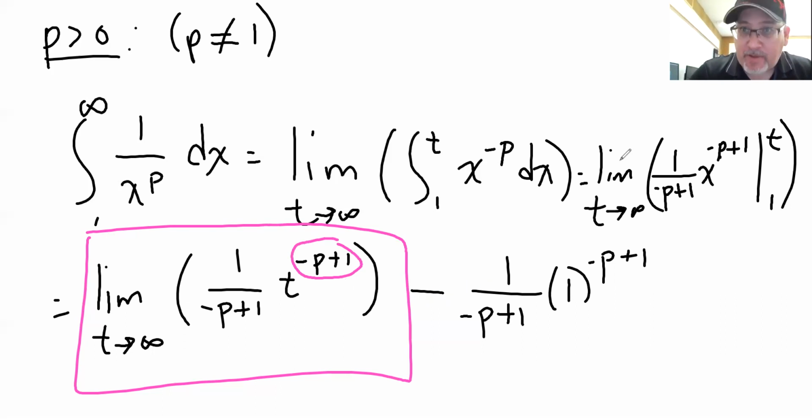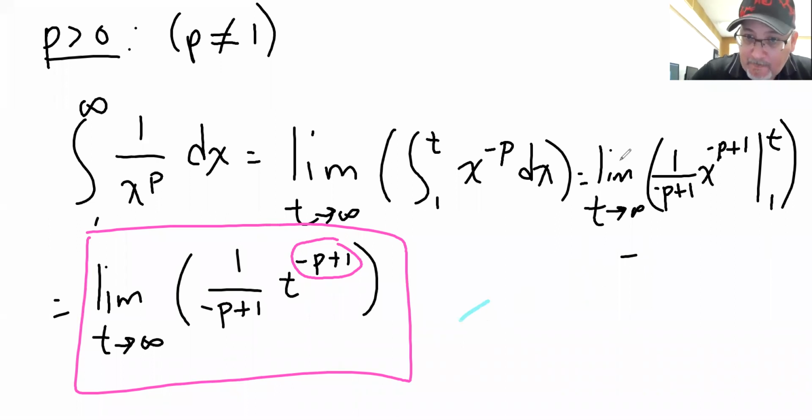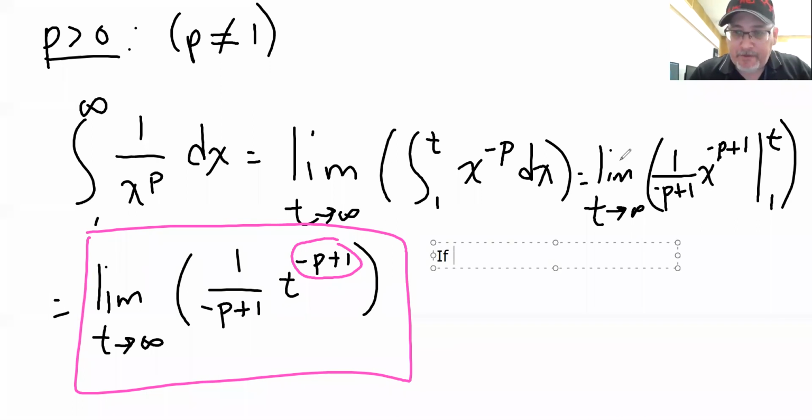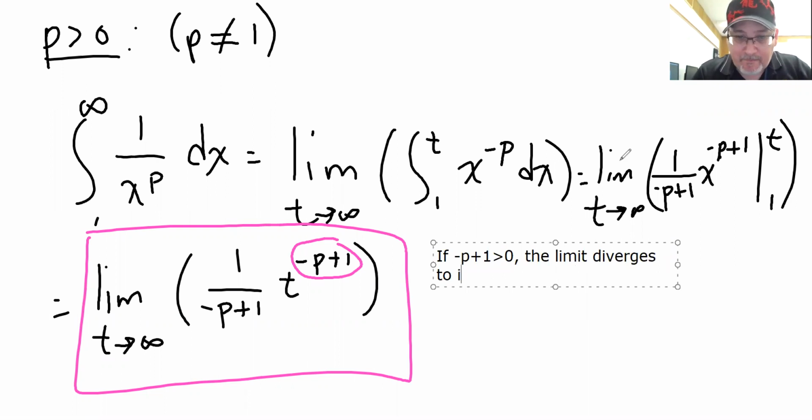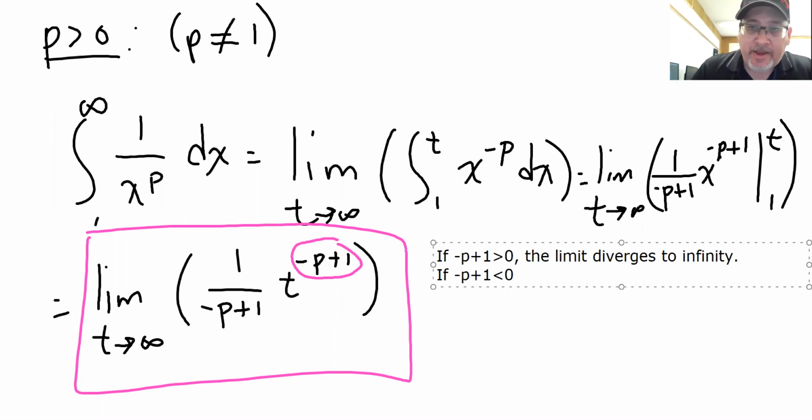So let's get rid of this by erasing and make note of what we just said. In fact, I think I'm going to type this. If negative p plus 1 is greater than 0, then that means we get infinity to a positive power. The limit diverges to infinity. But if that power, negative p plus 1, is less than 0, in other words, if the original positive power, once it has a negative stuck on it, and I add 1 to it, it stays negative. Because remember, we're looking at the case where p is greater than 0.